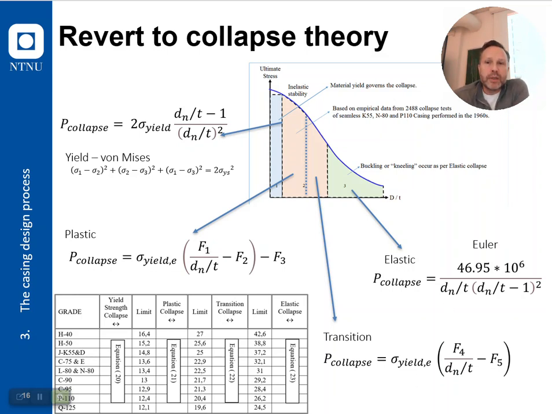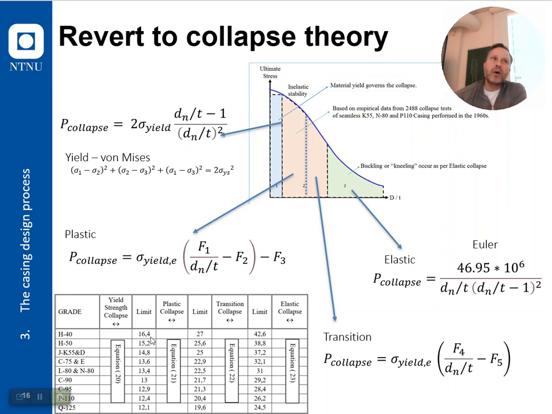For the yield strength collapse, you don't have a limit as well? Here, the yield strength goes into it. What do you mean limit? Because from your table you have a limit from here. Yes, yield strength is here. So if the D over T goes above a certain value, then you switch over to plastic collapse or transition or elastic, right? So it has to be lower. If it was an H40, it has to be less than 16.